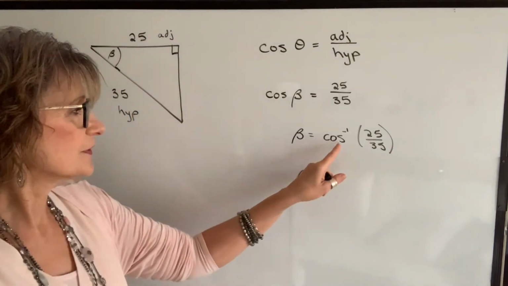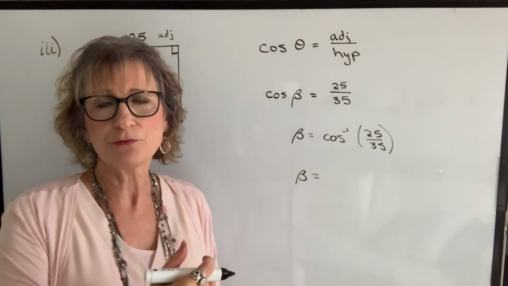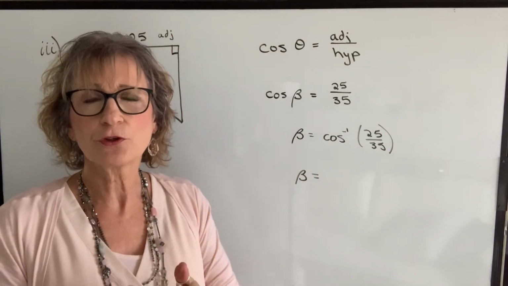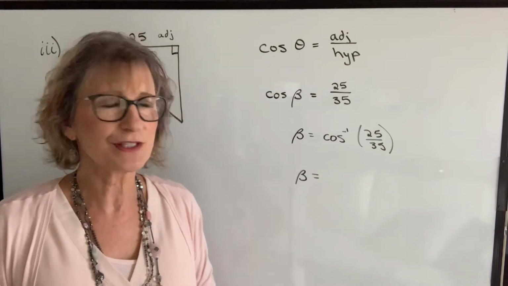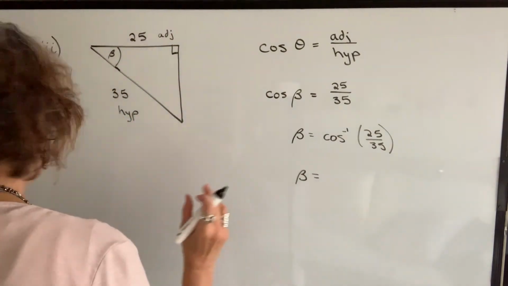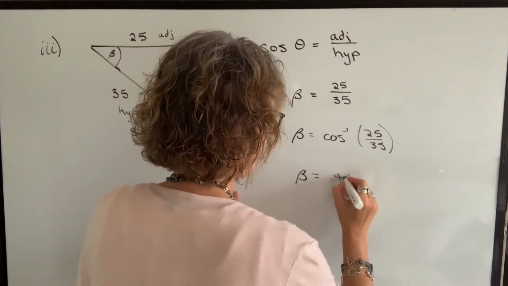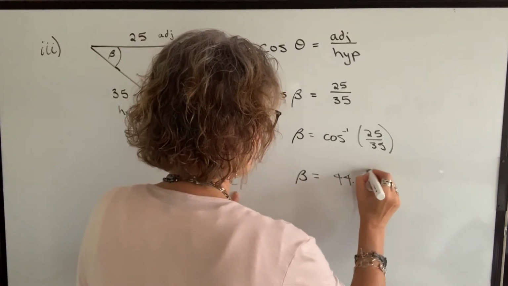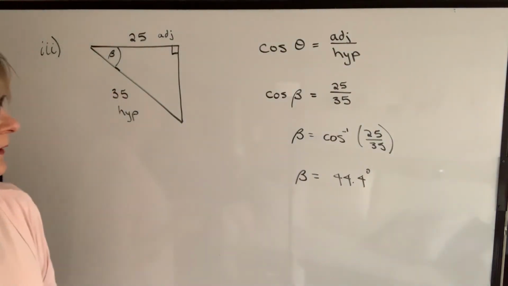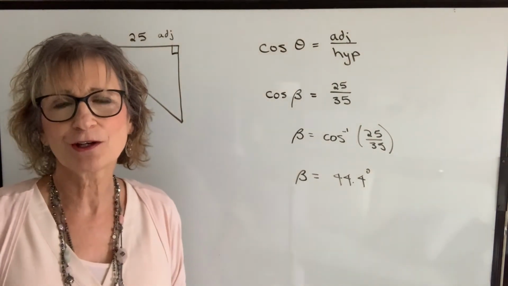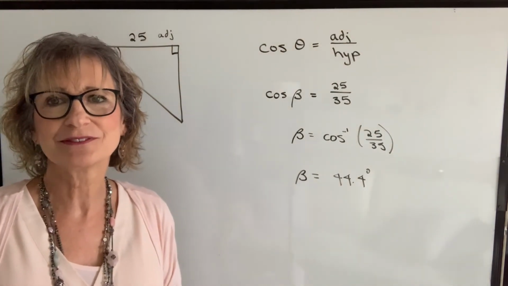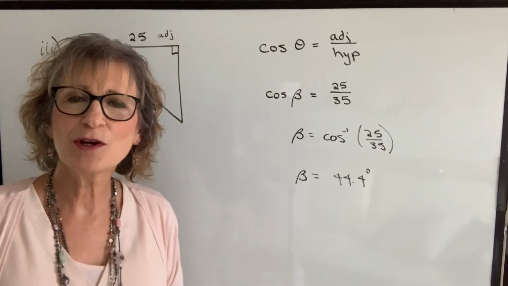So the inverse cos function is the function above the cosine function, and if you're not familiar with that, just take a look at the previous video. And when you calculate that, you should get an angle of 44.4 degrees. Okay, try it on your calculator, make sure you get the same value. Let's try one more example.